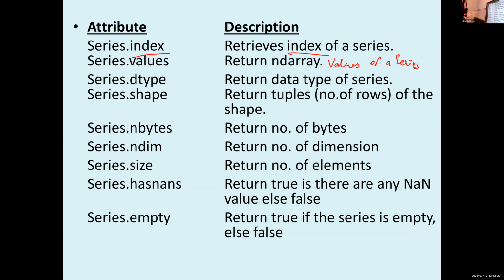Then next it is dtype. What is dtype? Data type. It will return the type of the series. If it is int64, it will return int64. If it is float64, it will return float64. If it is object, it will return object. So series.dtype returns the data type of a series.